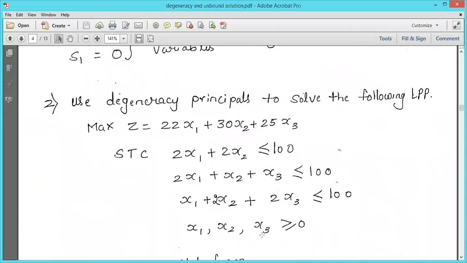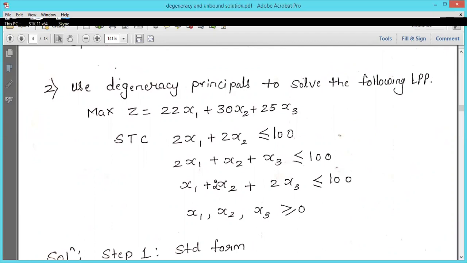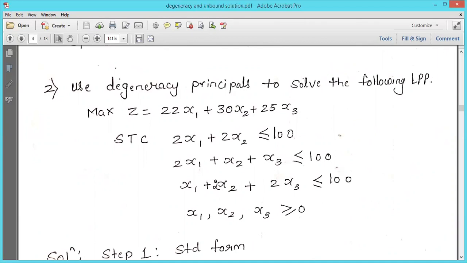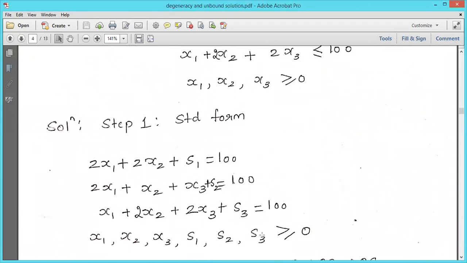Now consider the second case. This is the second example, where maximize Z equals 22x1 plus 30x2 plus 25x3, and we have three constraints. All the constraints have an inequality type of less than or equal to, so we have to add slack variables. In the first constraint we have added slack variable s1, in the second constraint s2, and in the third constraint s3.